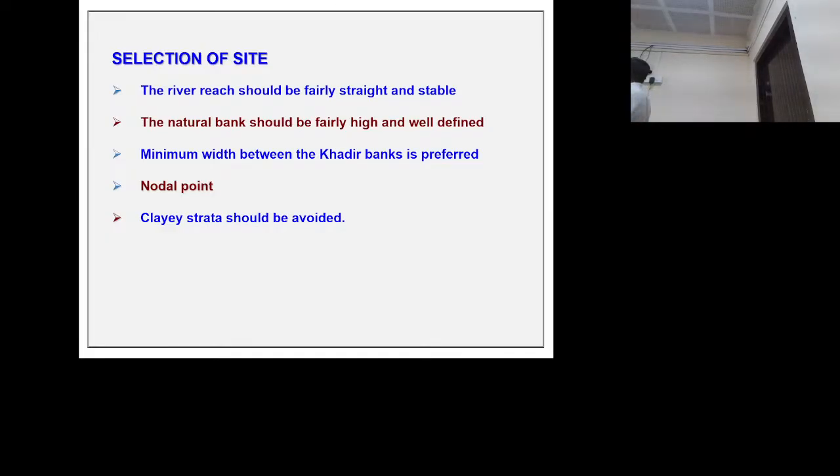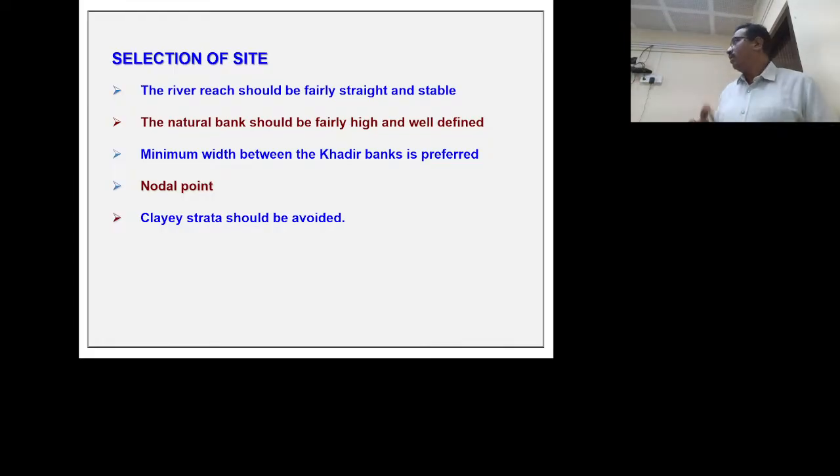So before construction of a barrage, we have to study the flow conditions nearby this barrage so that the flow is always going through this barrage or bridge with a non-silting, non-scouring velocity, so that always all the bays of the barrage or bridge flow without any siltation or scouring. And the next one is natural banks should be fairly high and well defined. Minimum width between the Khadir banks is predefined and preferred.